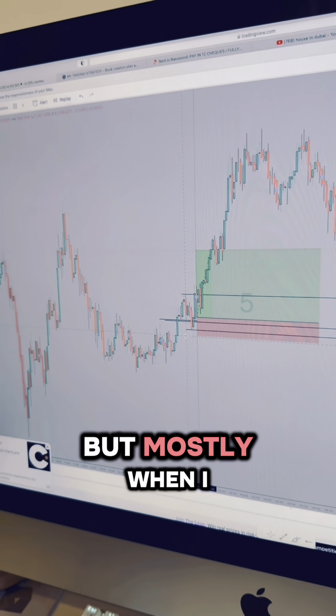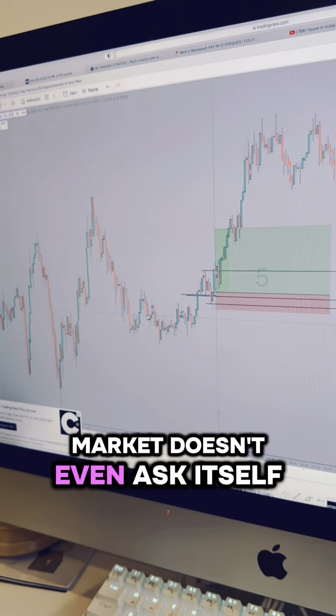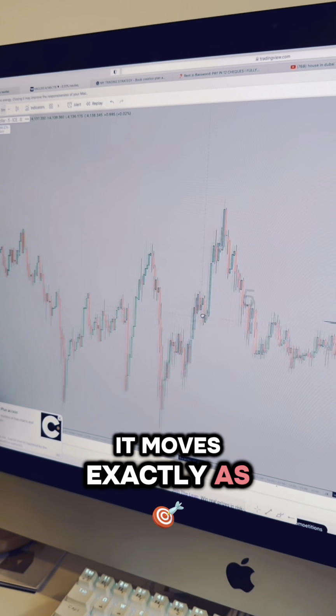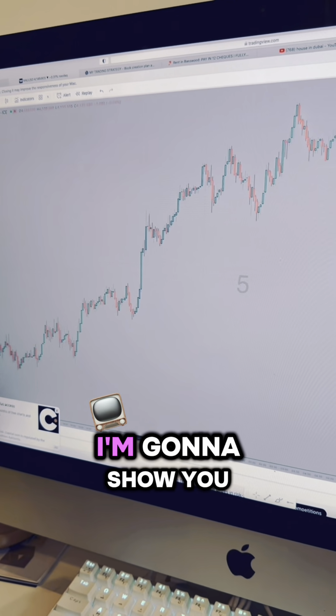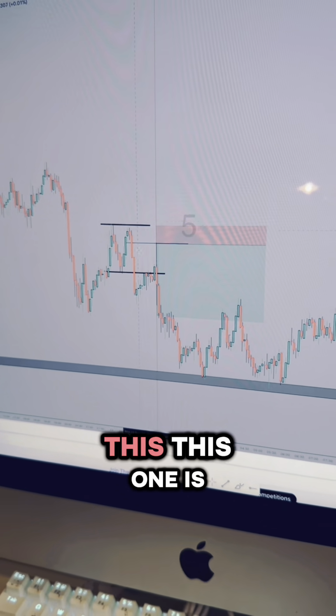But mostly when I place my trades, the market doesn't even question itself. It moves exactly as I predict. So I'm going to show you another example. You see this one here. This one, the same applies.